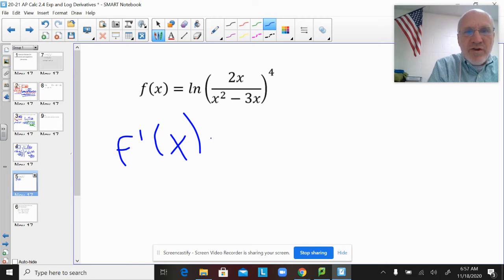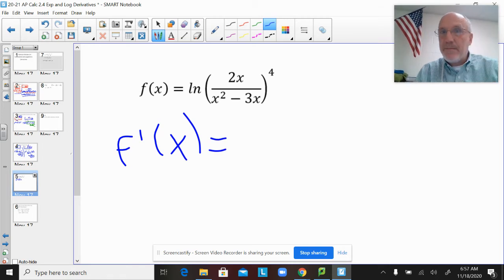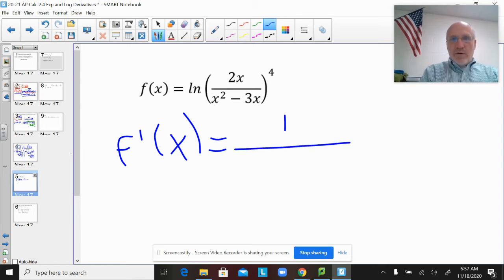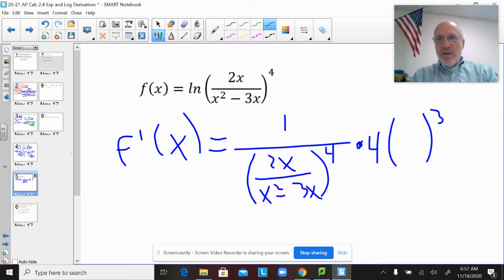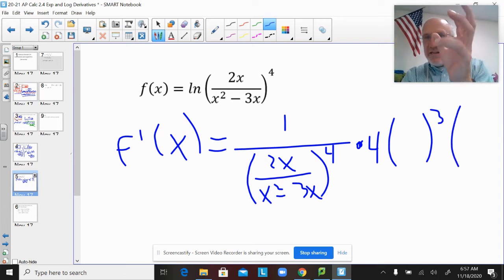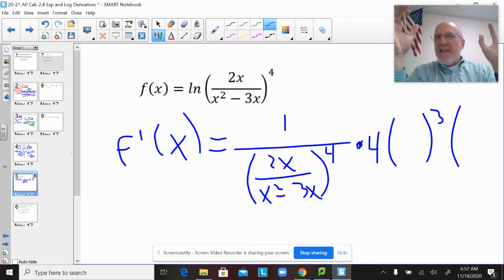The derivative of the natural log of something. And this is something. So it would be 1 over the whole thing times the derivative of that whole thing. And that whole thing is a chain rule. So it would be 4 times that whole thing to the third. And then I would have to take the derivative of the inside, which would be a quotient rule. Like they get really ugly.